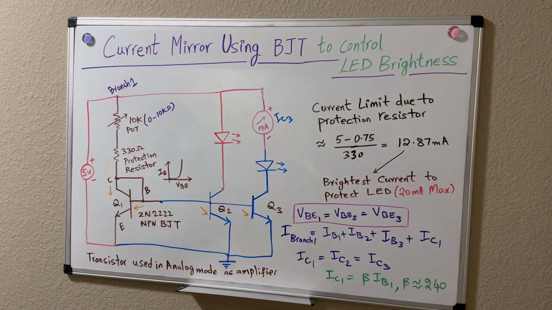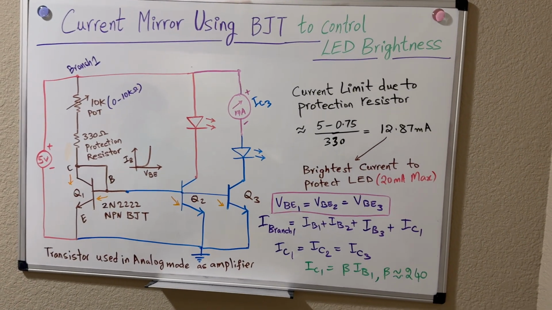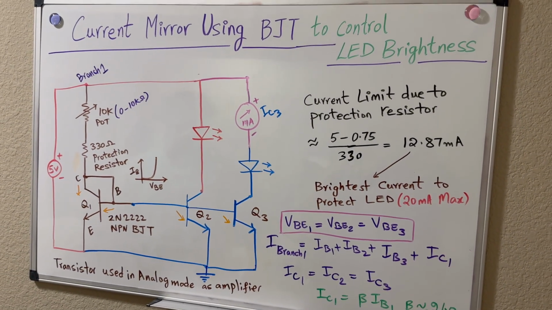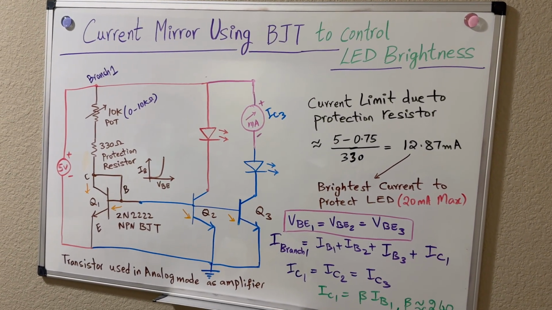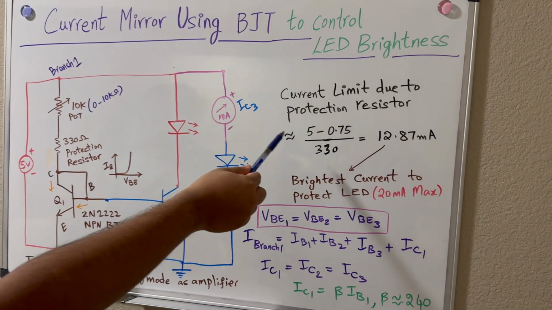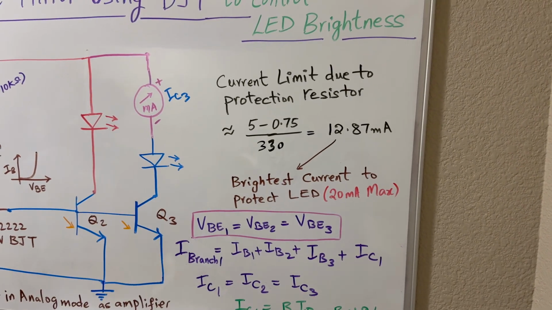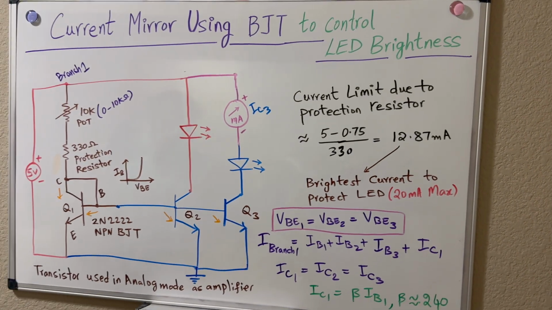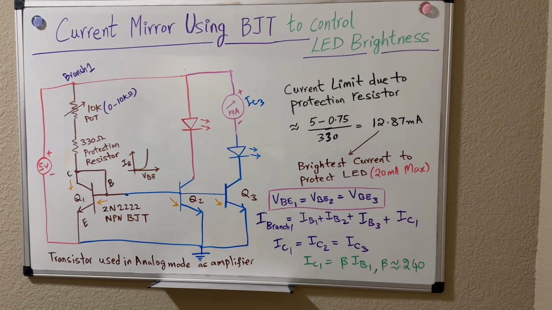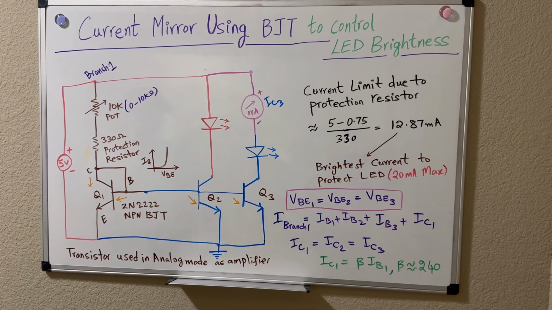So with the 330 ohm protection resistor, the voltage on the base-emitter will go to a maximum of 0.75 volts, approximately, not exactly. And so using the total of 5 volts minus that amount of voltage, divided by the 330 ohms, that's how we get this number of 12.87 milliamps for the maximum amount of current, and that's just an approximation based off of what the transistors approximately do.